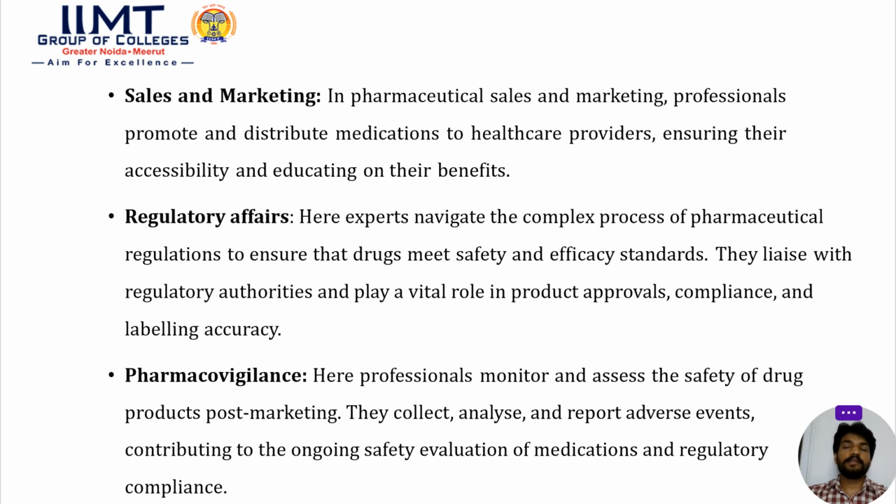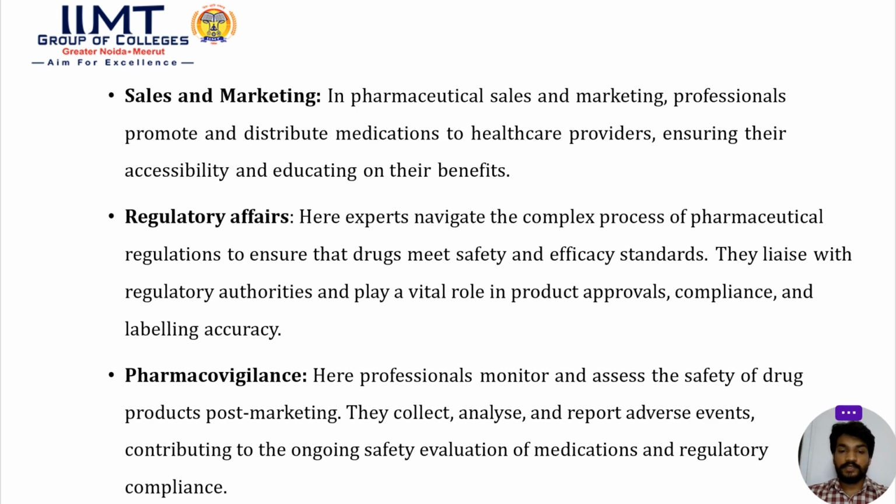The next department is regulatory affairs. Here, experts navigate the complex process of pharmaceutical regulations to ensure that drugs meet safety and efficacy standards. They liaise with the regulatory authorities and play a vital role in product approvals, compliance, and labeling accuracy.